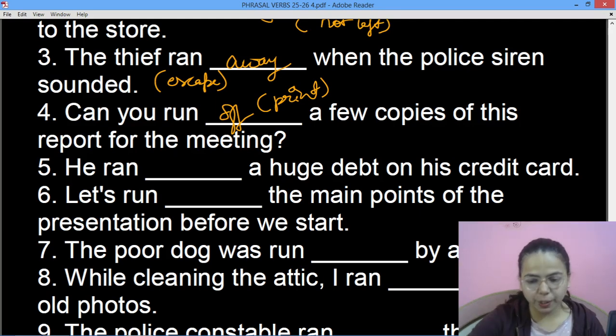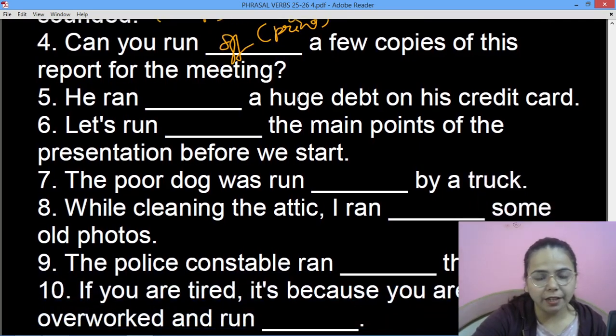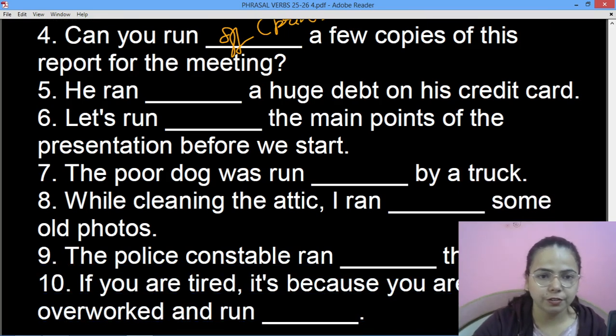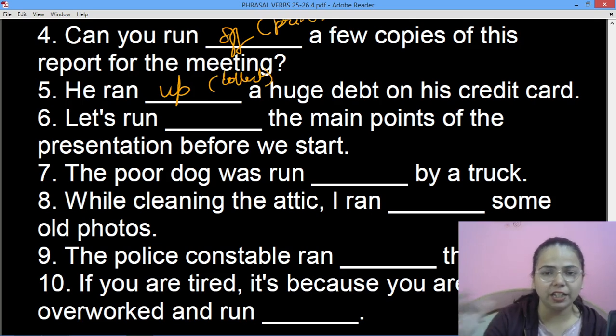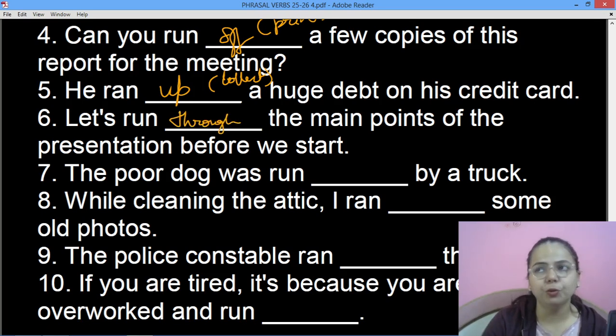Then fifth one, he ran up a huge debt on his credit card means when you collect something, to run up means to collect a huge debt. Let's run through, go through, get through. So that is the main points of the presentation means to revise something very quickly.